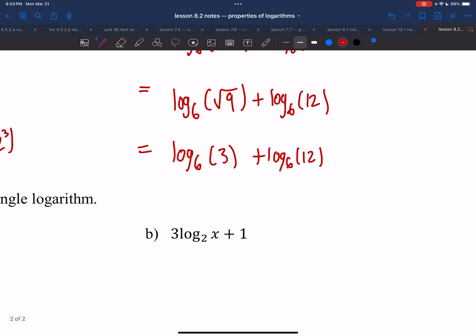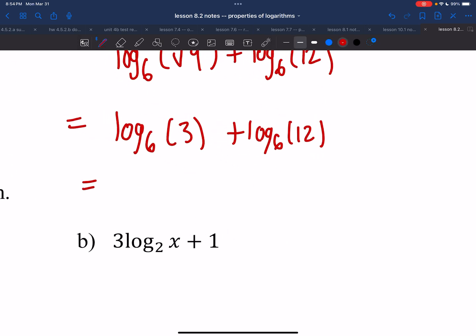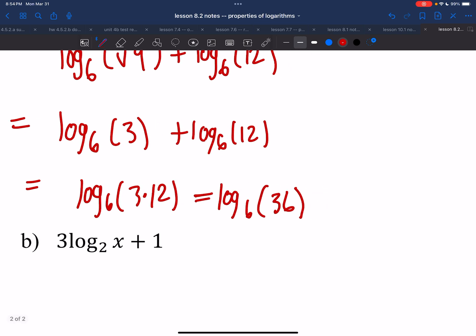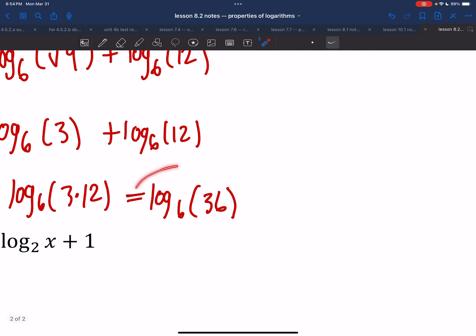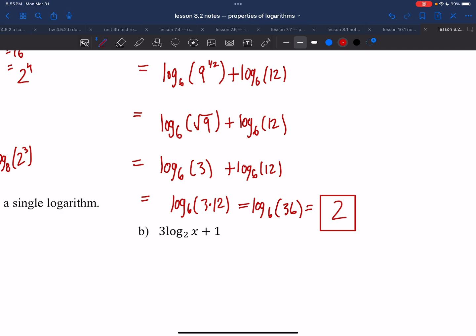And now, since you're doing logarithmic addition, you could say, oh, this is the product rule. This is log base 6 of 3 times 12. Of course, 3 times 12 is 36. And if you ask, hey, what's log base 6 of 36? That's asking the question, what power goes on 6 to make 36? Oh, 2, right? 36 is 6 squared. Thus, I have the answer 2. Okay, so that's how that is done.